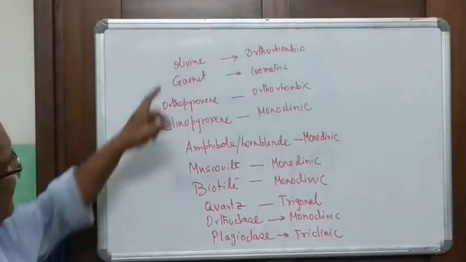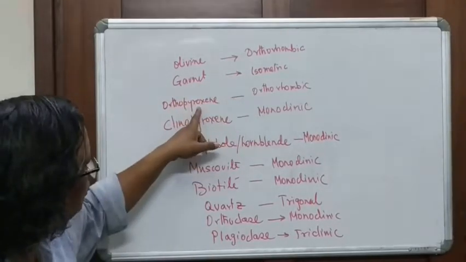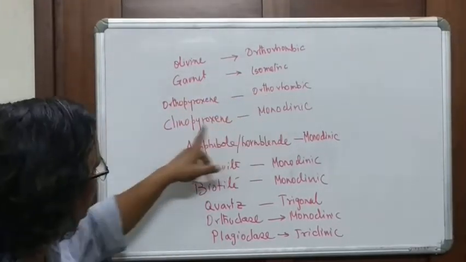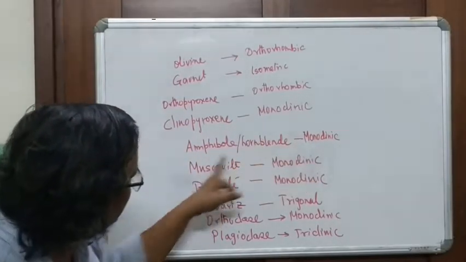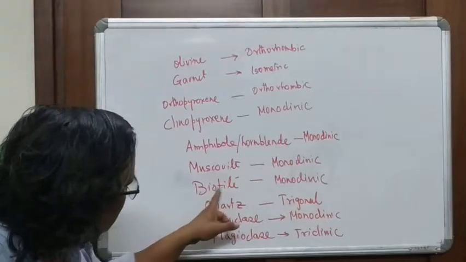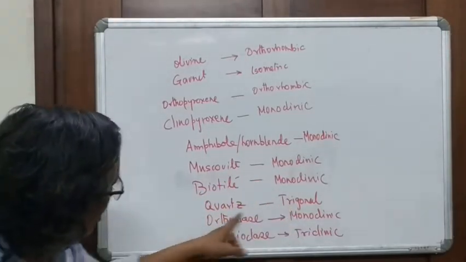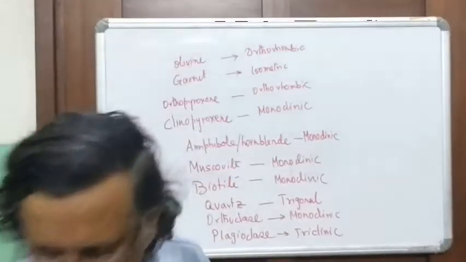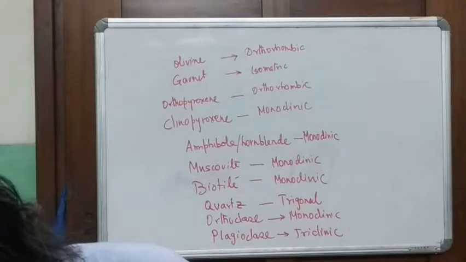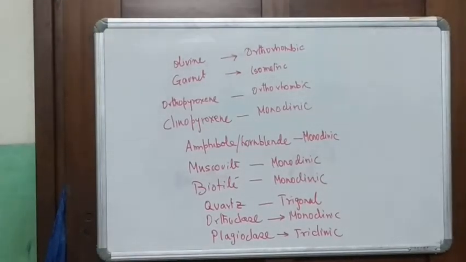Important here is olivine in the orthorhombic system, garnet in the isometric system, orthopyroxene in the orthorhombic system, clinopyroxene monoclinic system, amphibole monoclinic system, muscovite monoclinic system, biotite also monoclinic system, quartz in the trigonal system, orthoclase in the monoclinic system, and plagioclase in the triclinic system. Having said this about the SiO4 tetrahedron, I have to tell you a little bit.